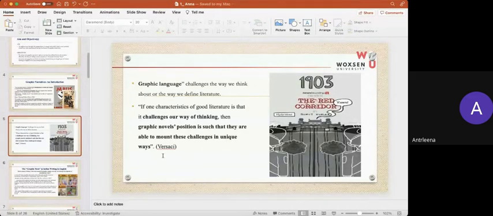And why is this genre so significant? Because it's challenging the way we define literature. Think about Bob Dylan winning the Nobel Prize for writing songs. So these are challenging the way we think and define literature. And similarly, when Maus wins the Pulitzer Prize, it expands the parameters of literature itself. So this is the significance of graphic narratives.